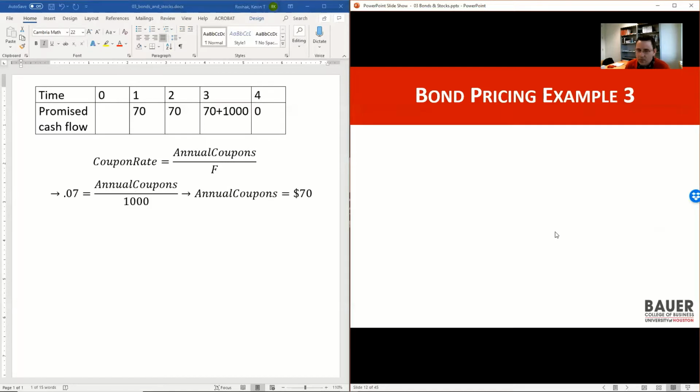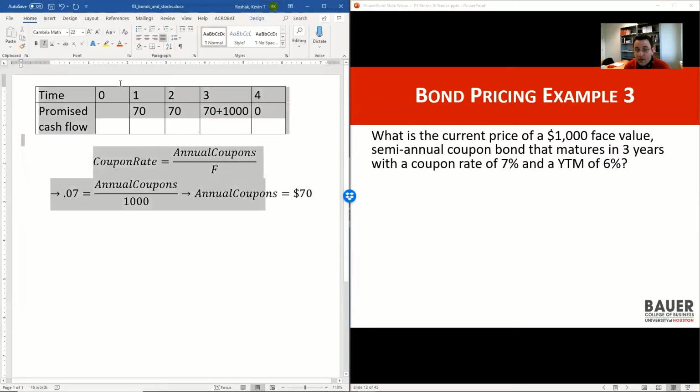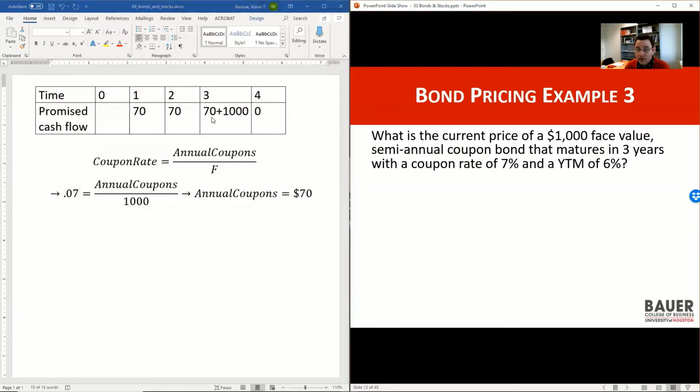Okay, so let's just do an example, make sure we're on the same page here. This setup is going to be the exact same as example 2. We're still going to have a $1,000 face value bond, a coupon rate of 7%, and a yield to maturity of 6%, and the bond is still going to mature in 3 years. Everything is the same as the example I have over here in the Word document. The only difference is the coupons are paid semi-annually. So you're getting paid twice per year.